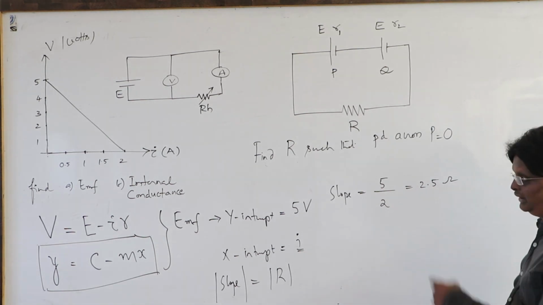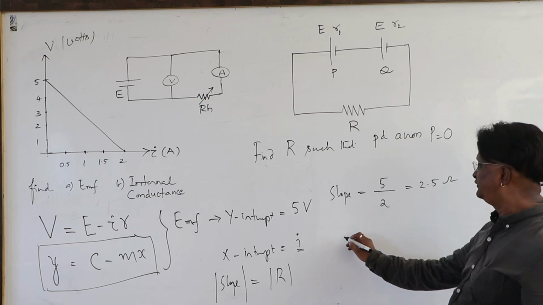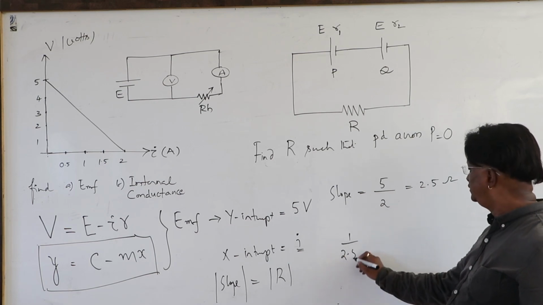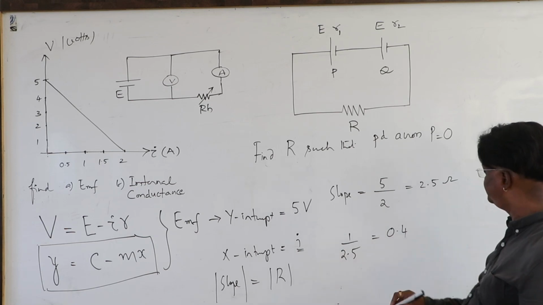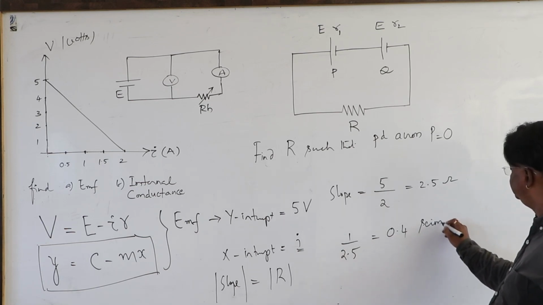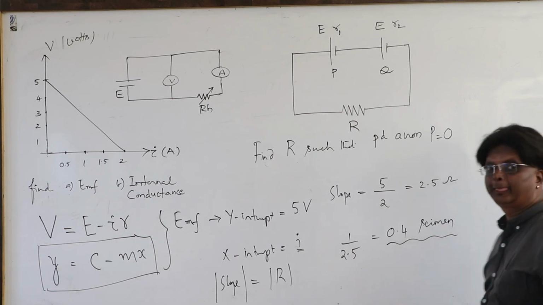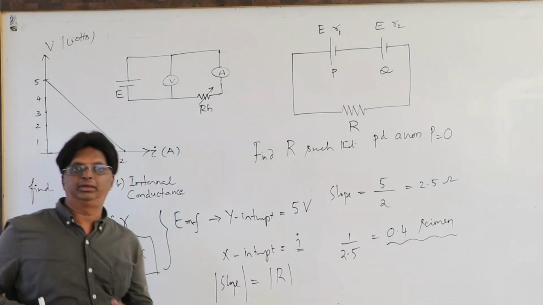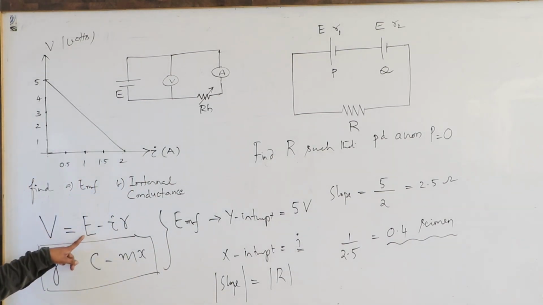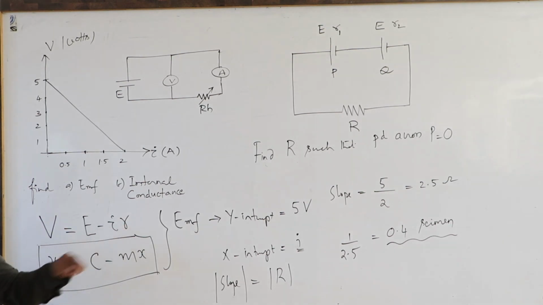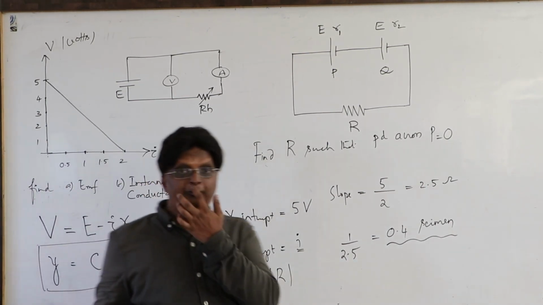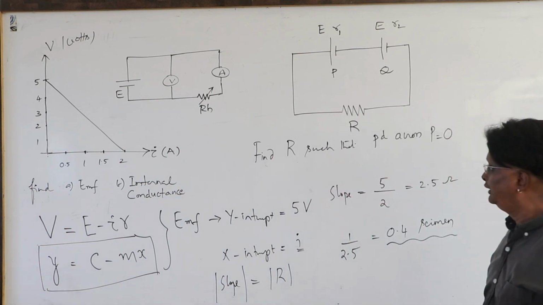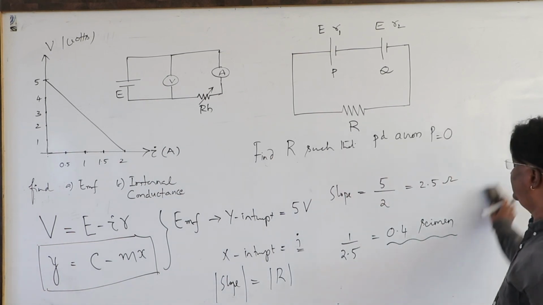But don't stop here. It is asked for internal conductance. Therefore, our answer is 1 by 2.5, which is 0.4 Siemens. Like that. So cells, whenever a question is given, most probably it will be like terminal voltage V, EMF E, and we have told Ir is the lost volts, where r is the internal resistance. We have talked about different cases of that V is equal to E minus Ir. Right? You got it. Now, one more example.